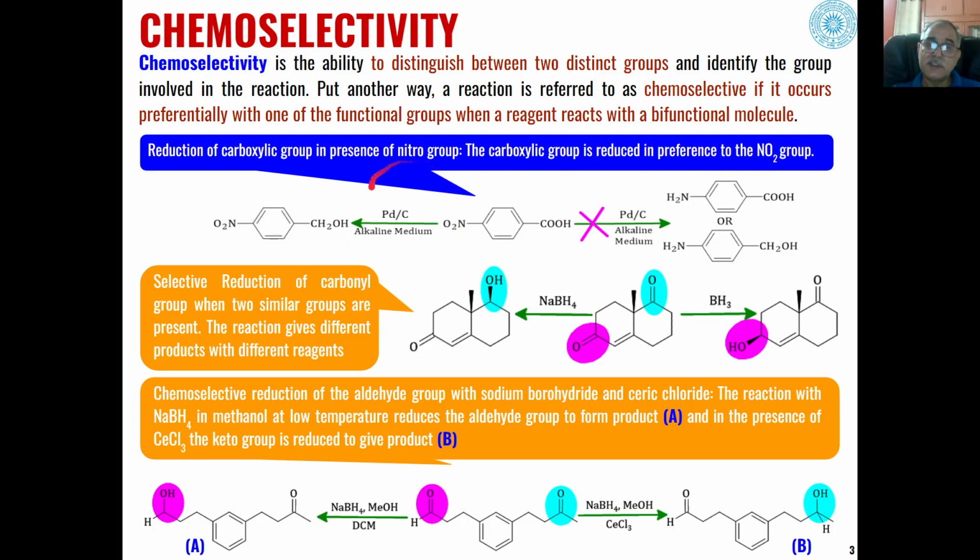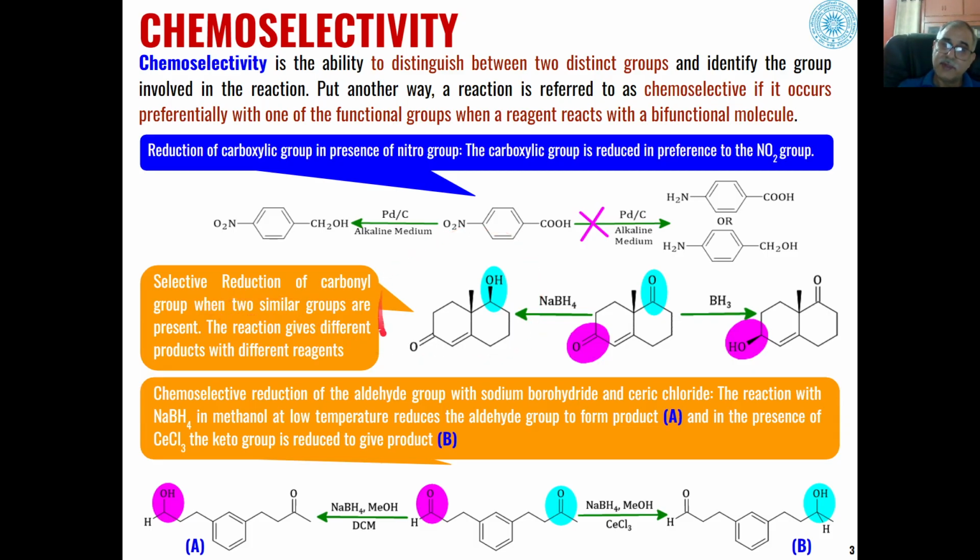So this reagent is a chemoselective reagent and this reaction is a chemoselective reaction, and the process is called chemoselectivity. Otherwise, if this is a reducing agent, either it should reduce the nitro group or the carboxylic acid, or both groups should be reduced to amino and hydroxyl functional groups respectively. Similarly, another example is selective reduction of carbonyl groups.